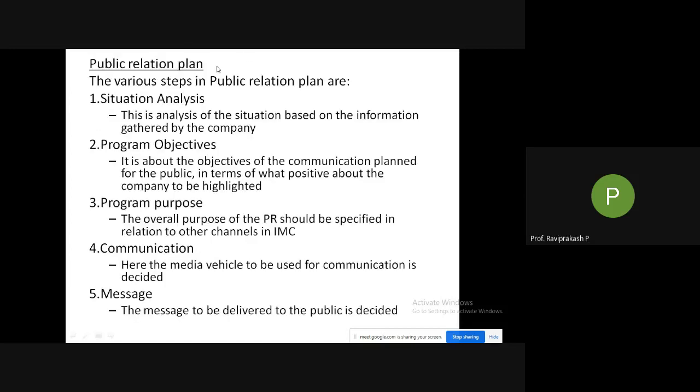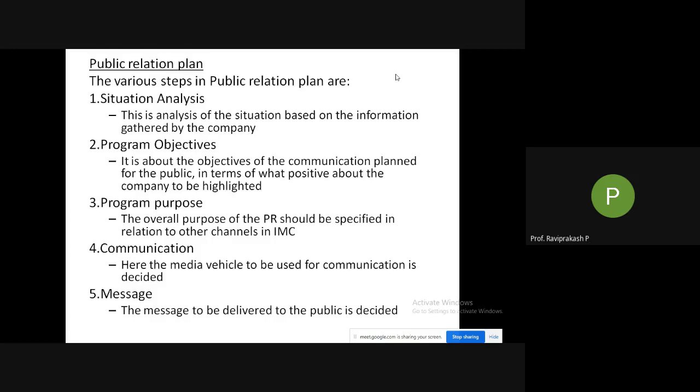Second is public relation plan. So here we are having different steps to be done. First, take the situational analysis. What is there in the minds of the people? What they are thinking about me at present. Then program the objectives. So what you want them to think about your product or your company, about your organization. So that could be one of the objectives. Based on the situational analysis, you need to have some objectives.